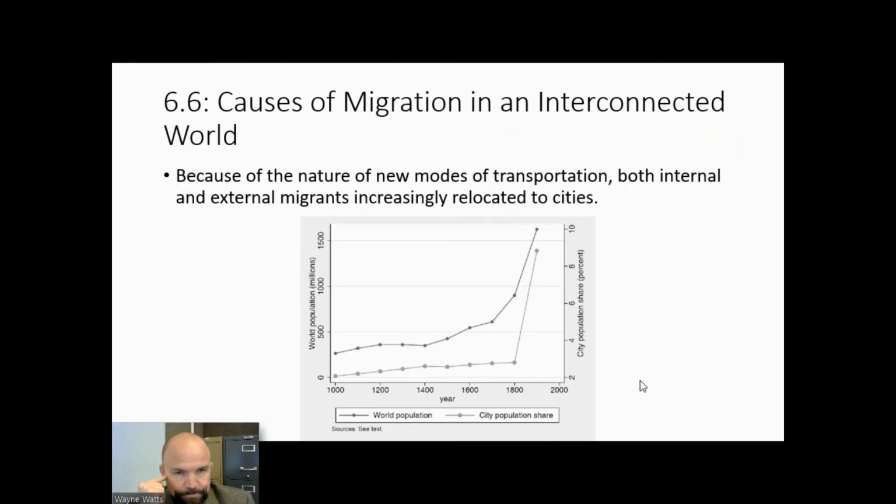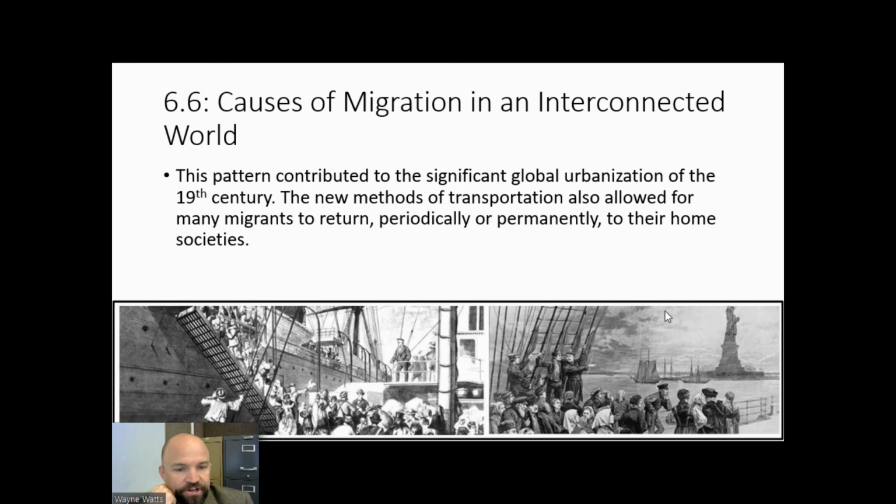Because of the nature of the new modes of transportation, like steamships and railroads, both internal and external migrants increasingly relocated to cities, which yet again further fueled that massive movement towards urbanization in the 19th century. This pattern contributed to that global urbanization of the 19th century. The new methods of transportation also allowed for many migrants to return periodically or permanently to the home societies from which they emigrated.